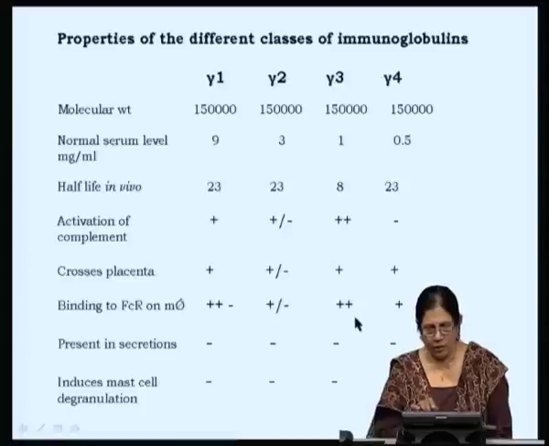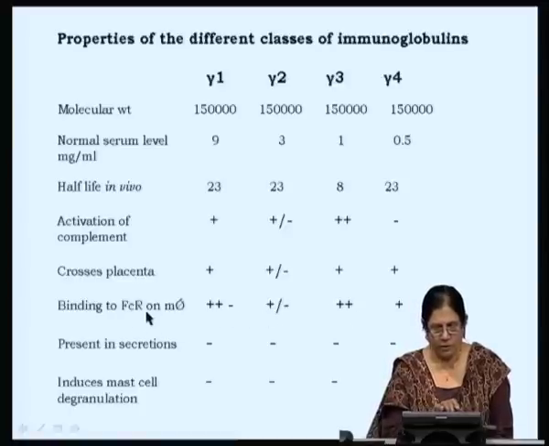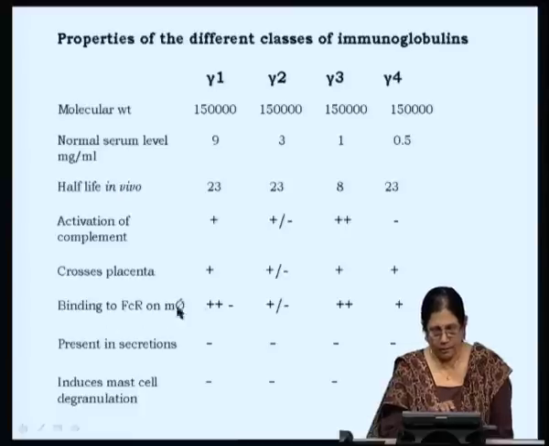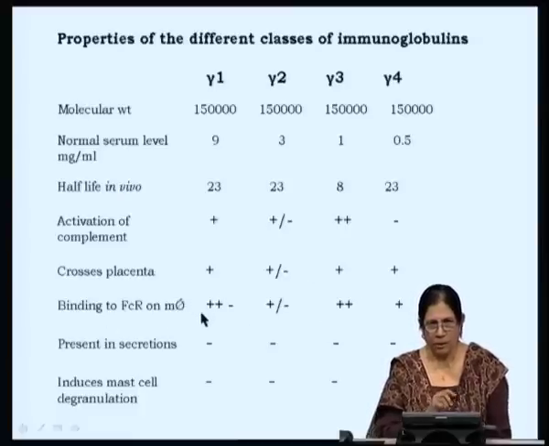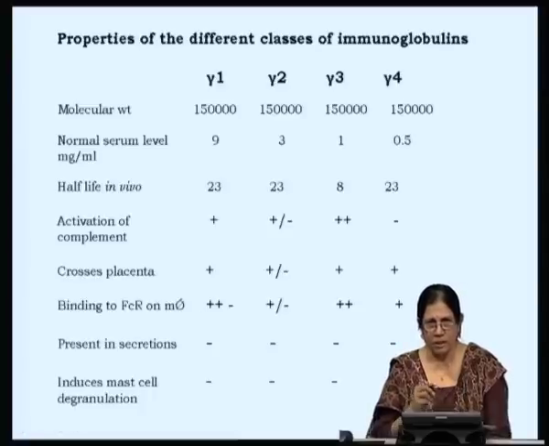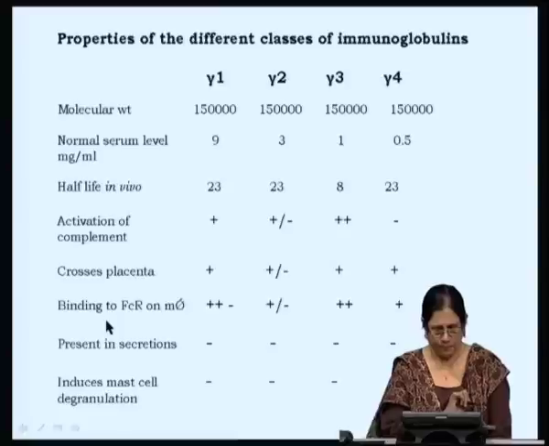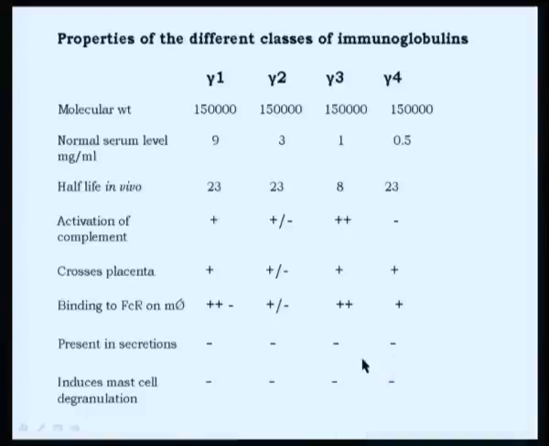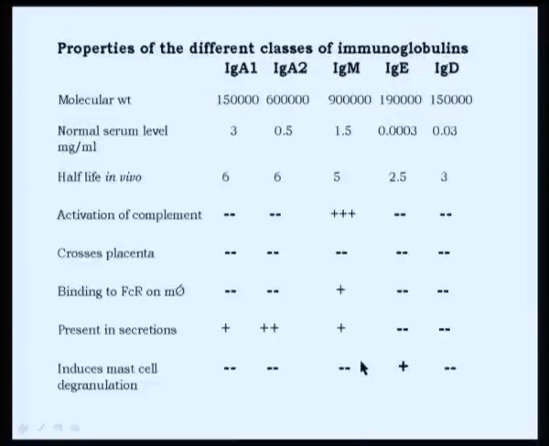IgG1 and 3 can bind to the Fc receptors on macrophages. This allows antibody dependent recruiting of the cells of the innate immune response. You may have studied that in some of your earlier classes. None of them are present in body secretions. None of them can induce mast cell degranulation, which IgE can.